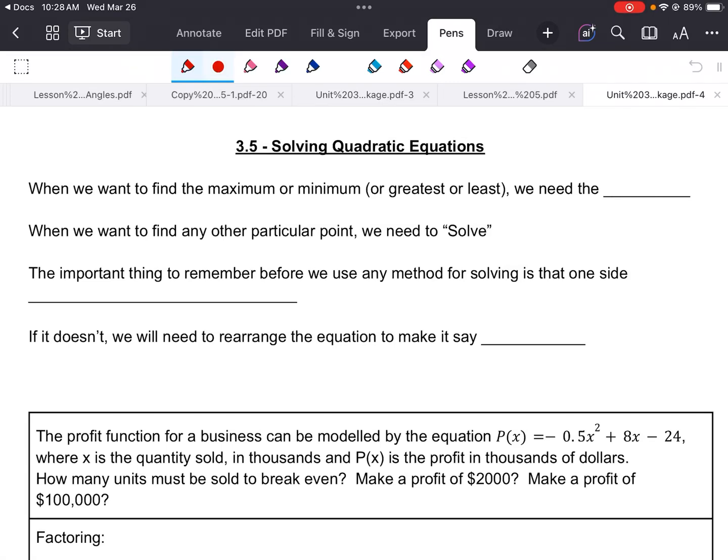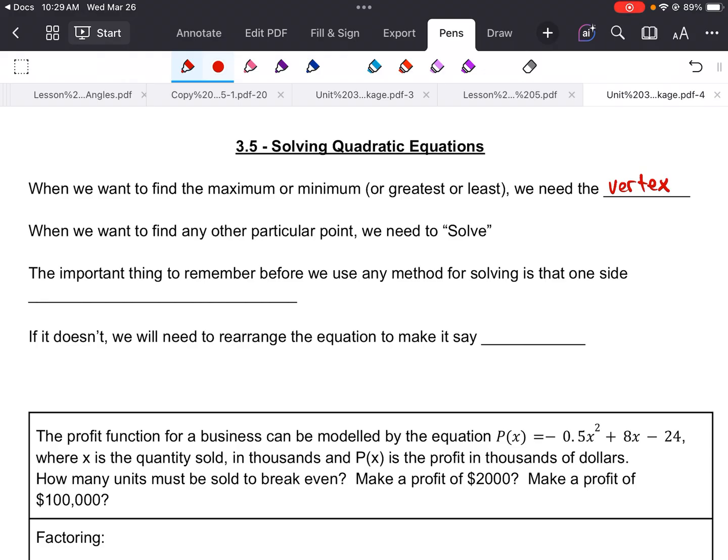Okay, today we are going to be looking at solving quadratic equations. It's a bit of a longer note, so let's get right to it. When we want to find the maximum or minimum of a quadratic equation, we need to get the vertex. When we want to find any other particular point, we need to solve.